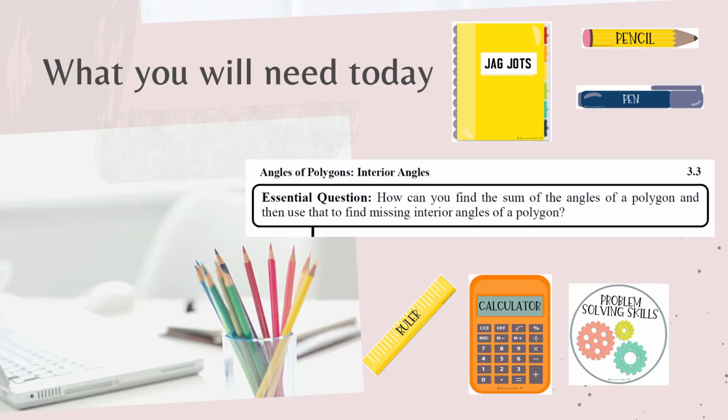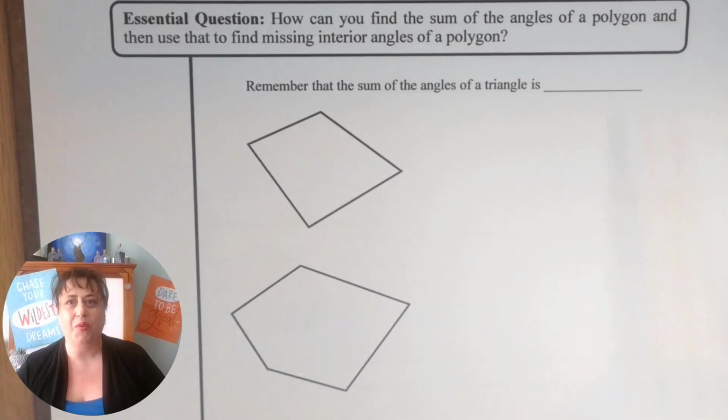Today you'll need a pen or a pencil, something to write with, your Jaguar Jot, it should say 3.3 at the top, a ruler, a calculator, and a growth mindset, including your problem solving skills. So let's get started. All right, 3.3.